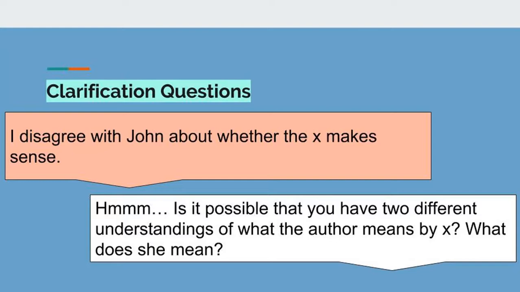So another kind of clarification that I sometimes ask is that, well, it seems like when the two of you are disagreeing about X, it may be because we have different understandings about X. So can you and you clarify what your understanding of X is? And then that can launch us into a really good discussion, in a way almost back to an analysis question, because now we go back to focusing on what the author means by X.